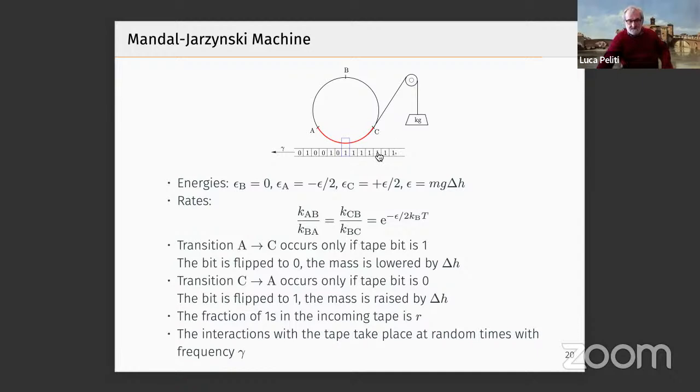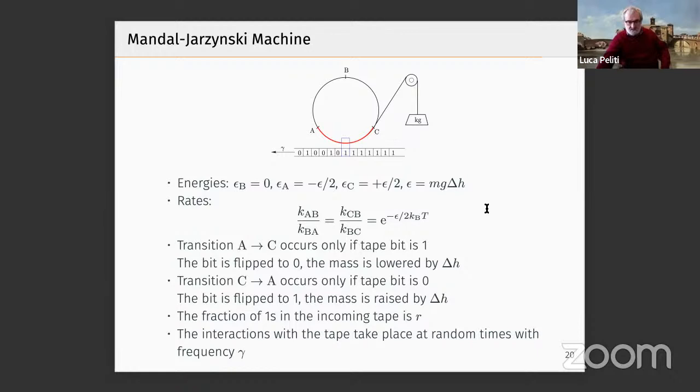But the transition from A to C or vice versa can only happen under certain conditions. A going to C can only happen if the tape bit is one. And in order to keep reversibility, when A goes to C, the bit is flipped to zero and the mass is lowered by delta H. So if you go from here to there, you flip the bit and the mass is lowered by delta H. In this way, the energy for the transition is provided by the lowering of the mass.